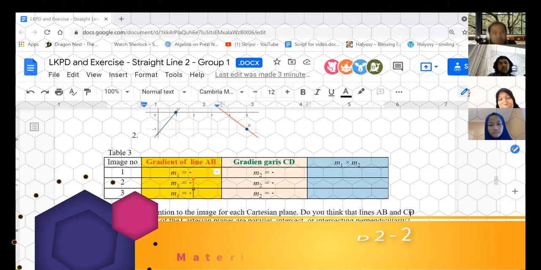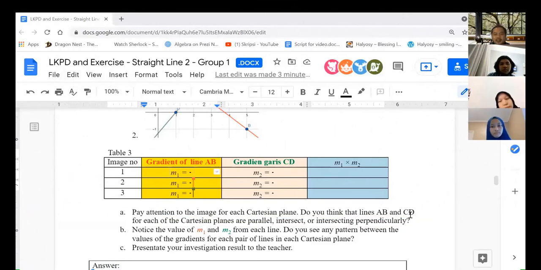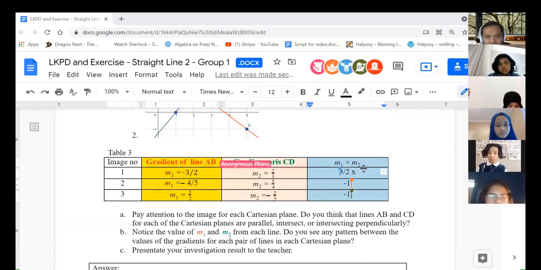Perpendicular. I'm going to share my screen with you. Okay, hold on. Pay close attention and be careful that it can be positive, it can be negative. Okay, that means you only need to fill in M1 times M2 for the first image.